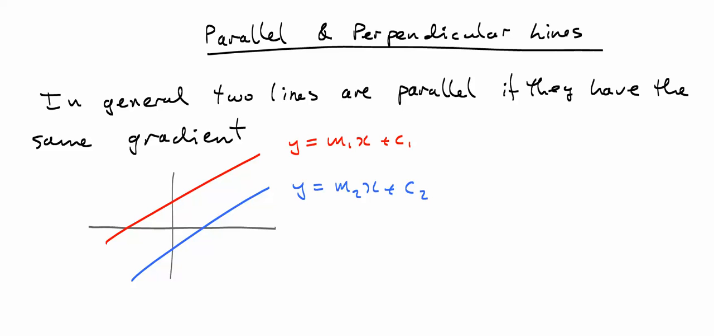So if we have two lines, y equals m1x plus c1, the red one, and y equals m2x plus c2, the blue one, then these two lines are parallel if m1 equals m2.